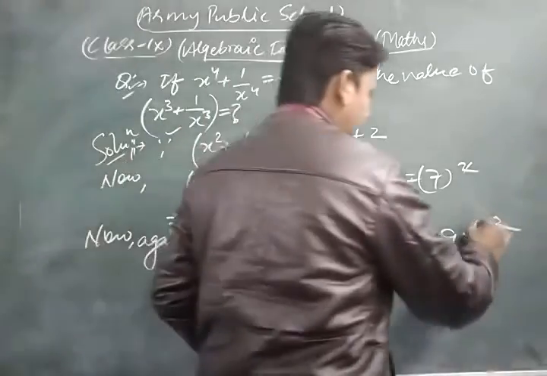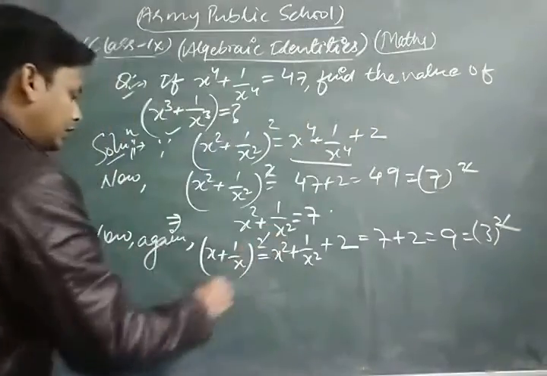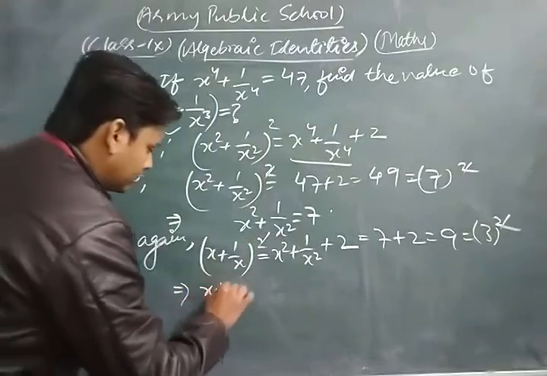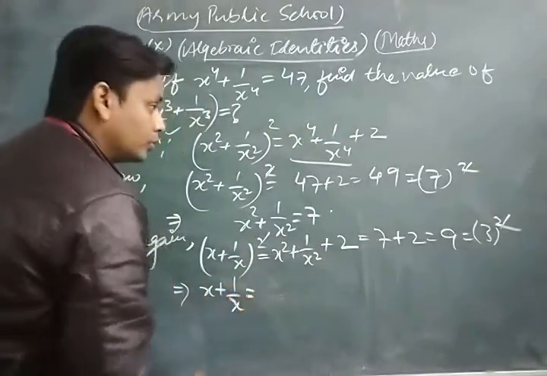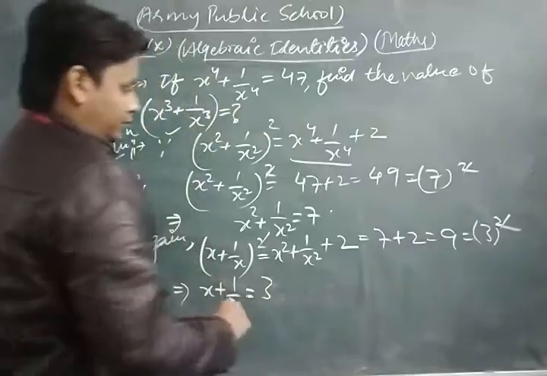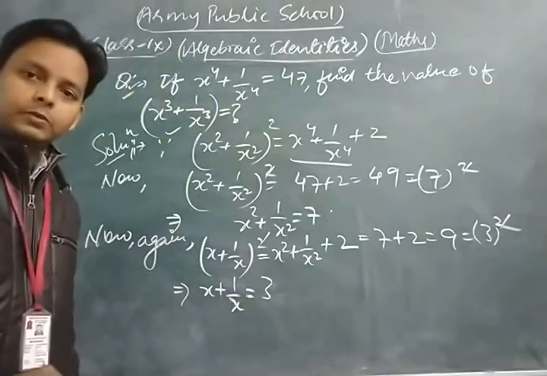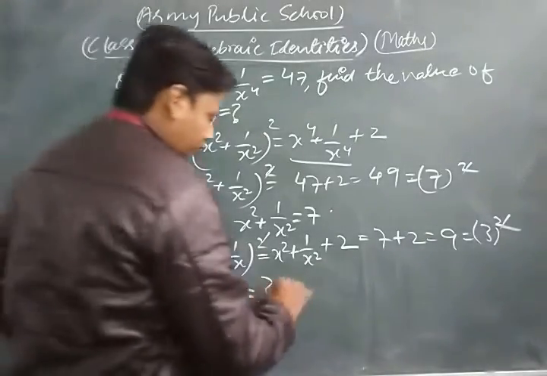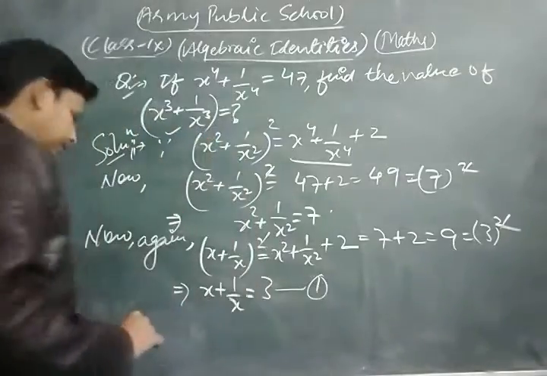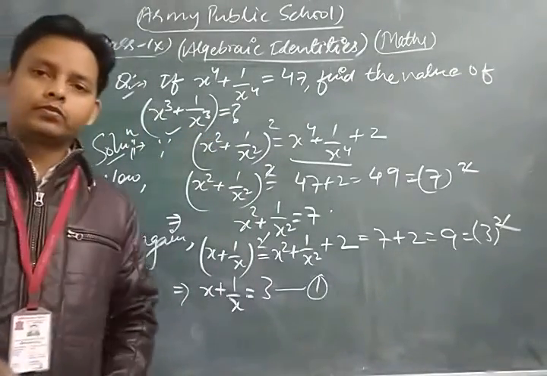So dear student, that comes cancelled to each other. So the value of x plus 1 upon x is equal to what? 3. The value of x plus 1 upon x is equal to 3. We take this as equation number 1.